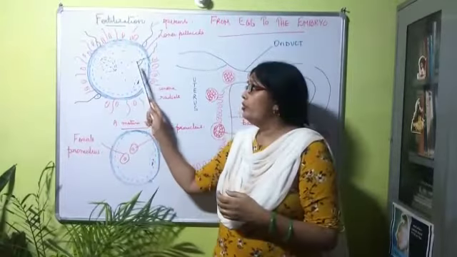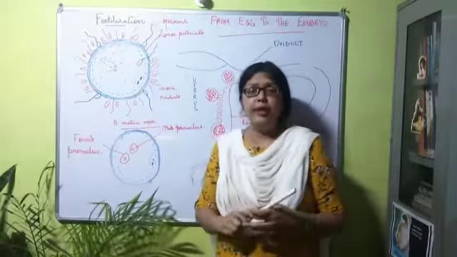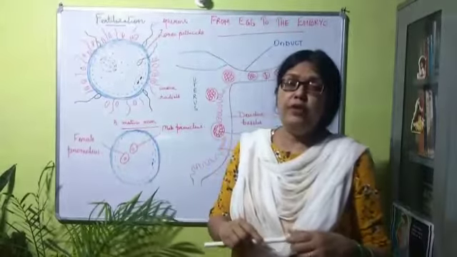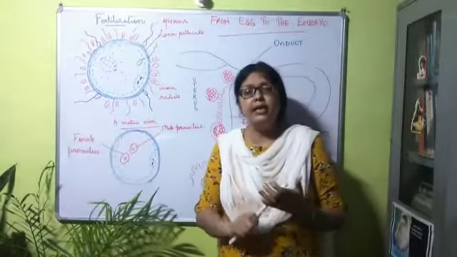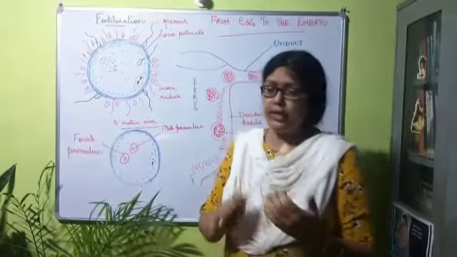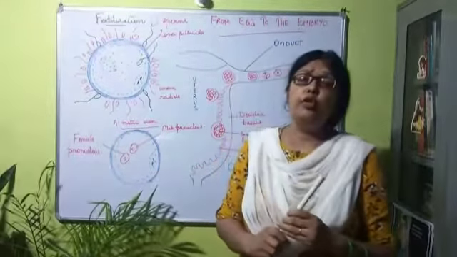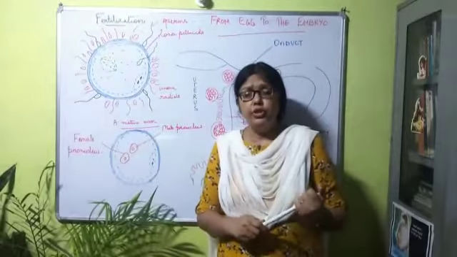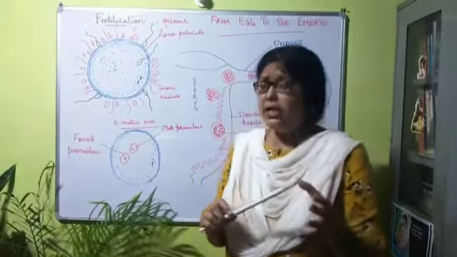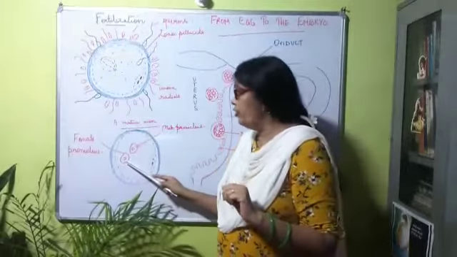This entry of the sperm into the ooplasm activates the ovum, which has completed its second meiotic division. So the second meiotic division is complete, and as a result, the second polar body is extruded out, and meantime the female pronucleus is formed.